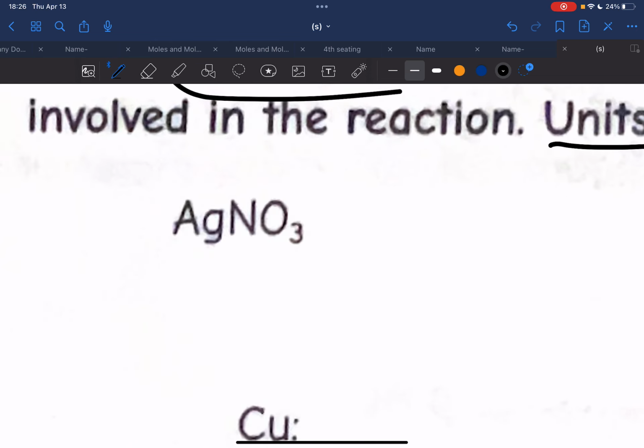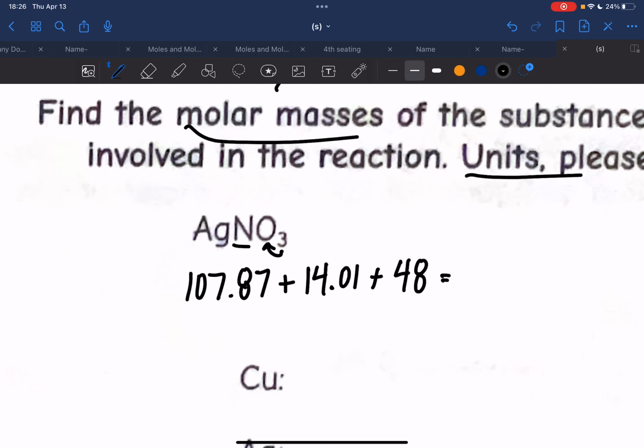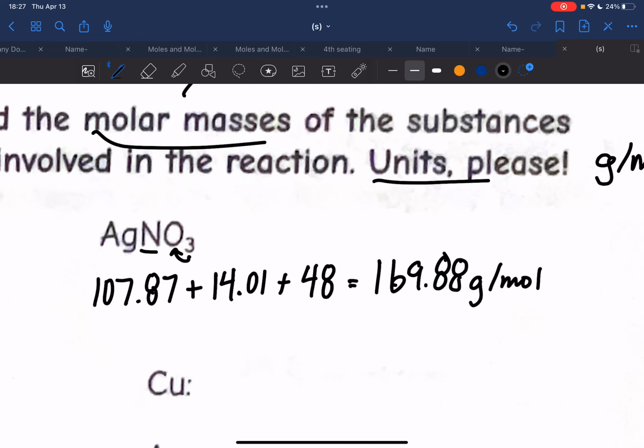So for AgNO3, I'm going to find Ag on the periodic table. That's silver. That has a mass of 107.87. To that, I'm going to add the mass of N, which is 14.01. And then I have 3 oxygens. Oxygen has a mass of 16. So 3 times that is 48. And now I can just add those up. 107.87 plus 14.01 plus 48. That gives us 169.88 grams per mole. Easy peasy.